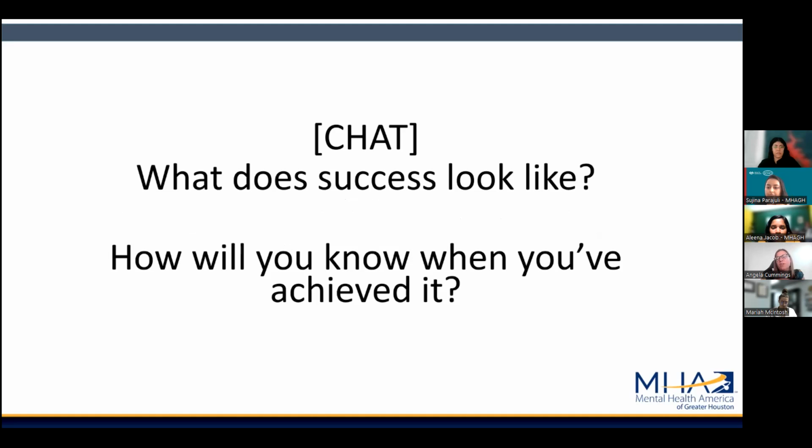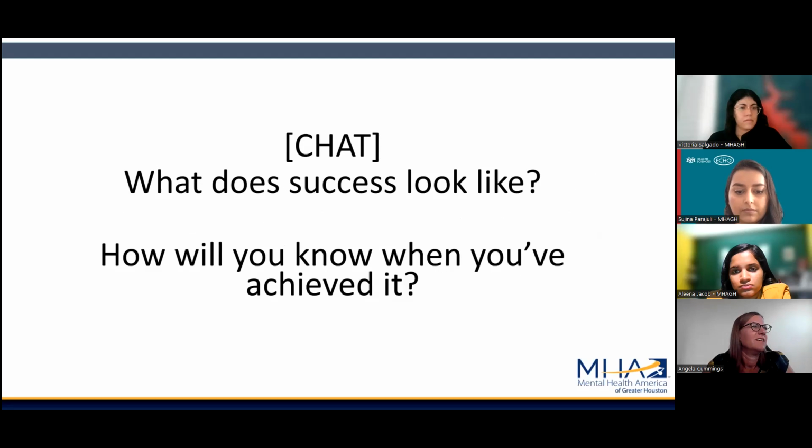So now I would like for you to use that chat function. When you're thinking about integrated behavioral health, what does success look like to you? And how will you know when you've achieved it? You don't have to have a super formal response, but what comes to mind? If you could type that in the chat and send that to everyone, please, that would be really great for us to be able to see everyone's responses.